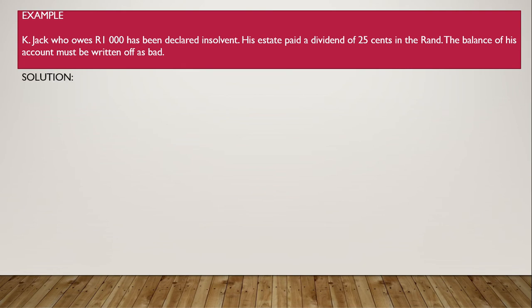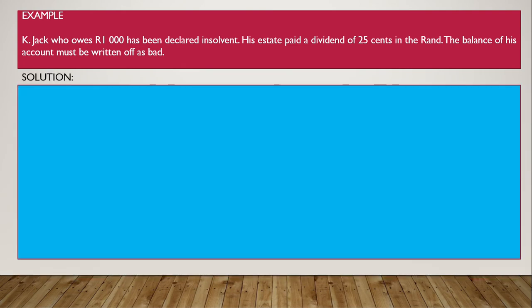Okay, I'm going to show you guys how to calculate it. Solution: 1,000 rand multiplied by 25 cents is the same as multiplying it by 0.25, which is the same as 25%. This is how much we have received. Where are we going to record this amount, guys? We're going to record it in the CRJ because we are receiving that money.